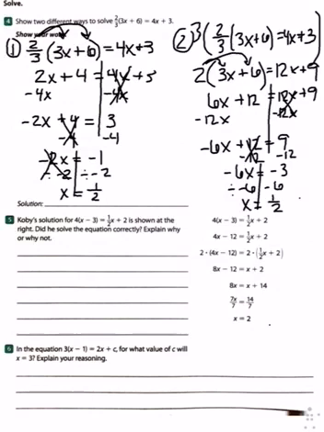Number 5. Kobe's solution for 4 parentheses x minus 3 equals 1/2 x plus 2 is shown at the right. Did he solve the equation correctly? Explain why or why not. So, looking at this problem, the first thing Kobe did was distribute, and he got 4x, because 4 times x is 4x, and 4 times -3 is -12. He did the distributing part correctly.